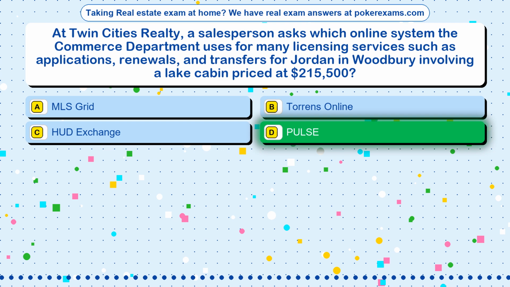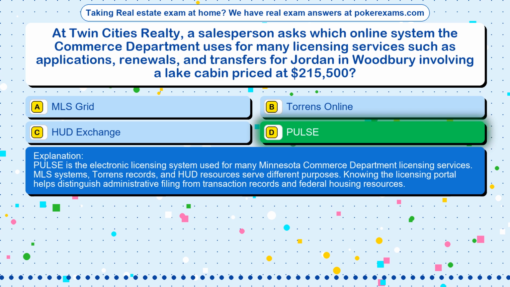The correct answer is option D, Pulse. Pulse is the electronic licensing system used for many Minnesota Commerce Department licensing services. MLS systems, Torrens records, and HUD resources serve different purposes. Knowing the licensing portal helps distinguish administrative filing from transaction records and federal housing resources.